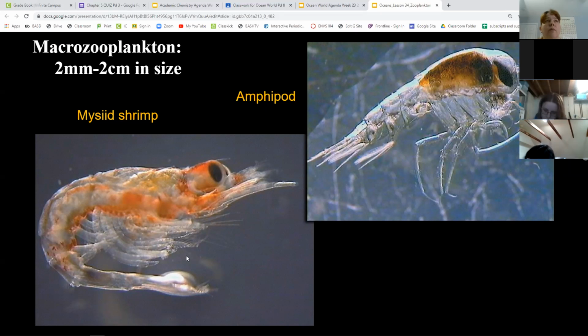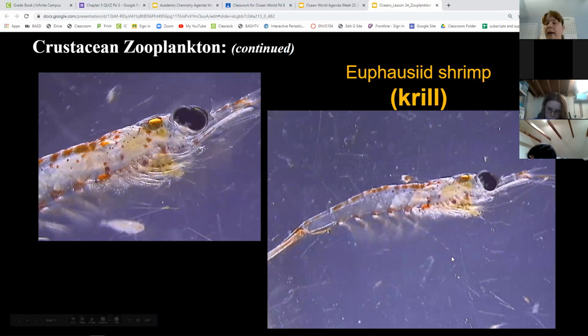The mysid shrimp. And if you've ever owned a sea monkey kit, you had some krill in your kit, which are also known as euphausids. You don't need to know those names though. Okay, so krill are a type of zooplankton.